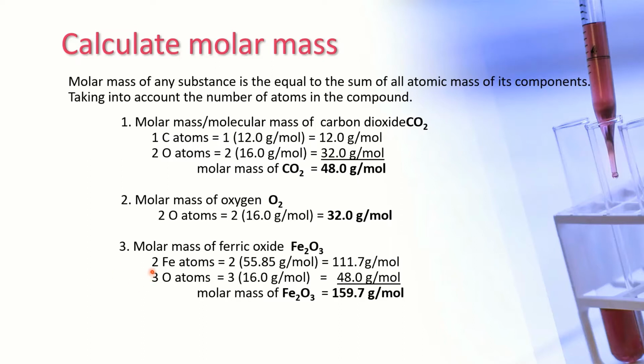There are 2 iron atoms, so this is 2 times 55.85 grams per mole, which is 111.7. 3 oxygen atoms, so this is 3 times 16 grams per mole, which is 48. So the molar mass of ferric oxide is 111.7 plus 48, which is 159.7 grams per mole.